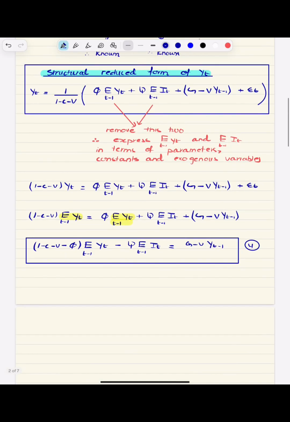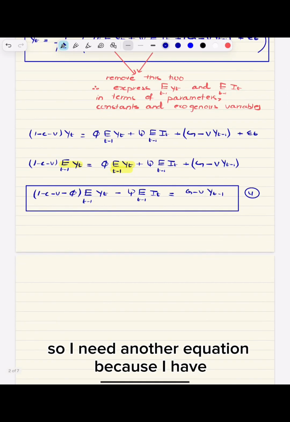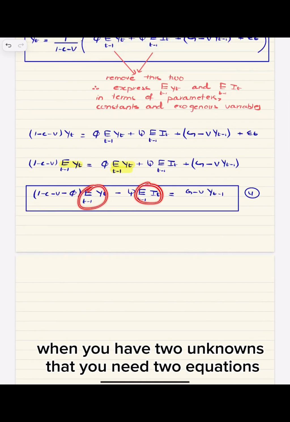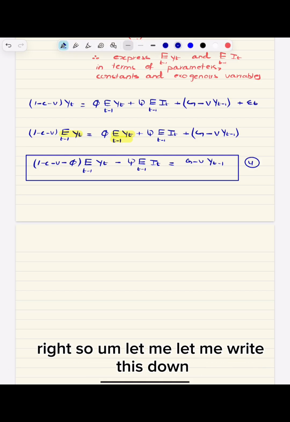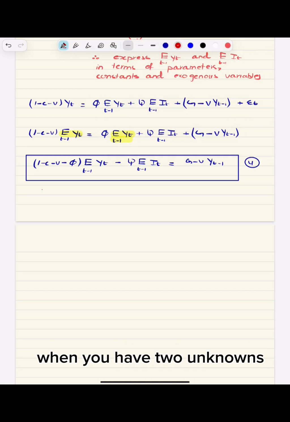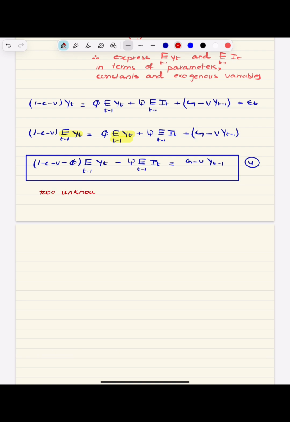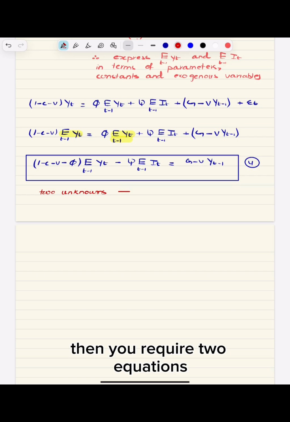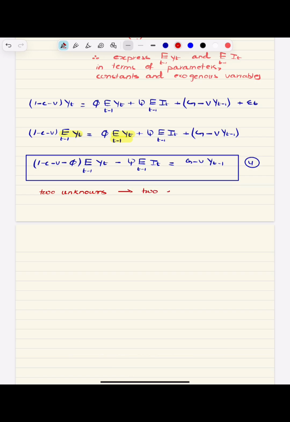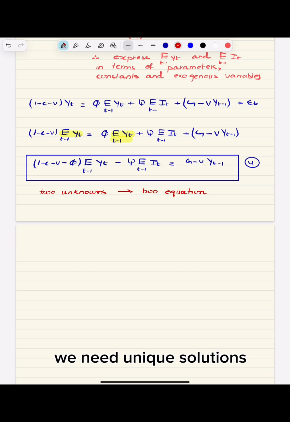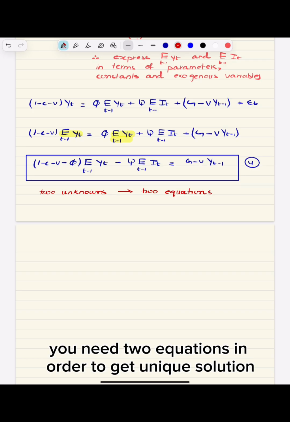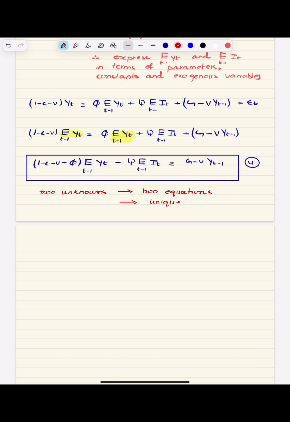Okay, so I need another equation because when you have two unknowns, you need two equations, right? So let me write this down. When you have two unknowns, then you require two equations. Otherwise, you will get infinitely many solutions. We need unique solutions. You need two equations in order to get a unique solution.